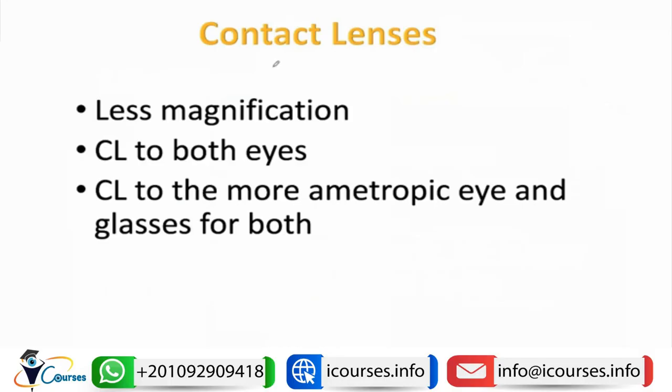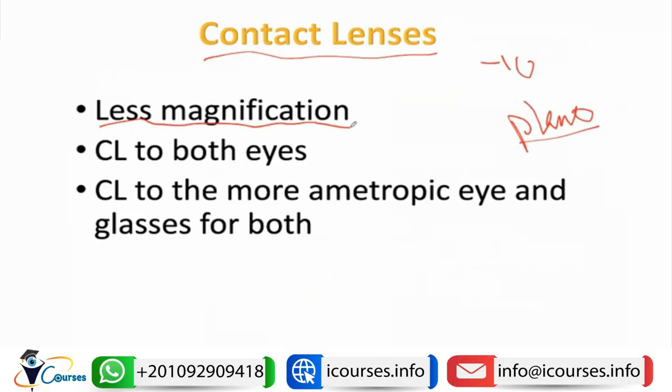The more acceptable option, especially for large errors, for example if a patient has -10 in one eye and plano or no refractive error in the other eye, will be contact lenses. Because contact lenses, as we mentioned in the aphakia lecture, cause less magnification. As they cause less magnification, this will result in less difference in the retinal image size between both eyes, so it will be better tolerated.